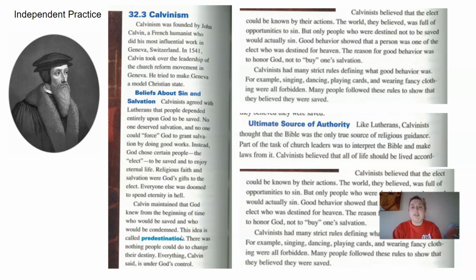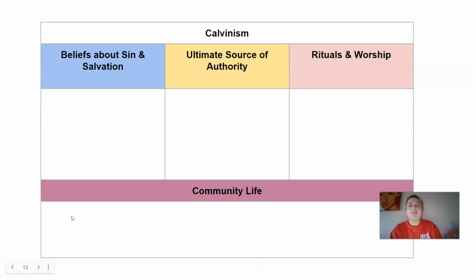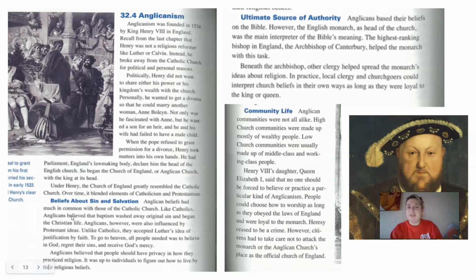And then you're going to do the same thing for Calvinism. Calvinism is interesting. The last part, the community life of Calvinism, always really interested me. It's very strict and odd. If you're familiar with it, it's kind of like Footloose. It's like illegal to dance and stuff. So you'll do the same thing, and then you'll do the same thing for Anglicanism and King Henry VIII.